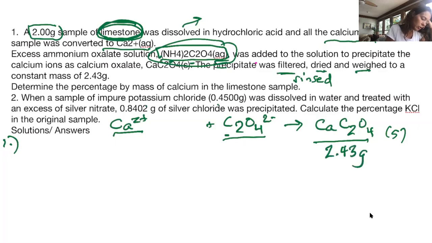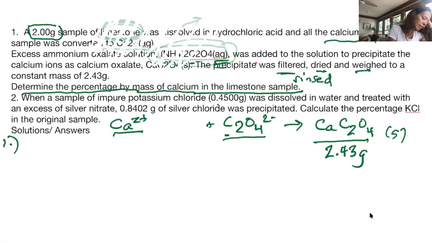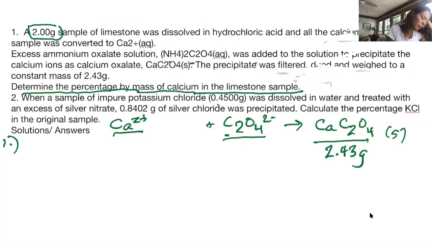All right, the question is, determine the percentage by mass of calcium in the limestone. Well, I know that the original limestone had a mass of 2 grams. The question is, what percent of that was actually the calcium? Okay, so this is pretty easy here, guys. Let's take the 2.43 grams of the calcium oxalate.